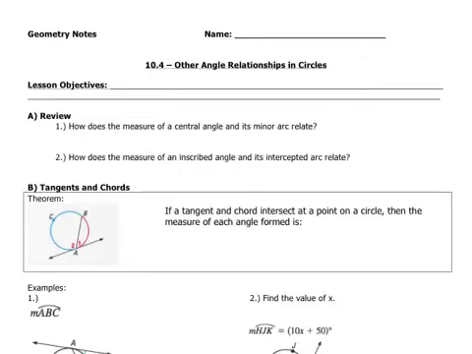Okay, so what we've talked about the last 2 days. Last time we talked about inscribed angles and how they relate to their intercepted arcs. The day before that, we talked about central angles and their corresponding minor arcs. We'll do a quick review of those relationships here in a minute. But our objective for today is to look at a couple other angle relationships that we have in circles.